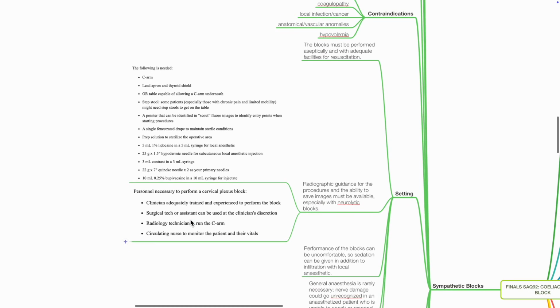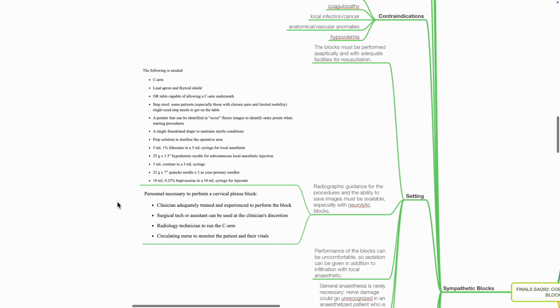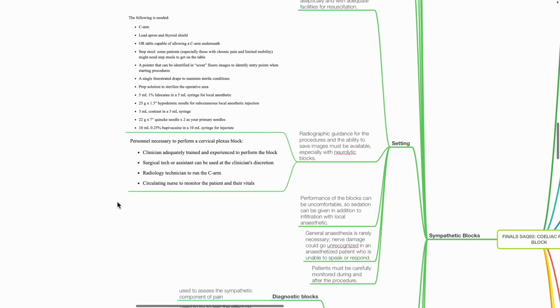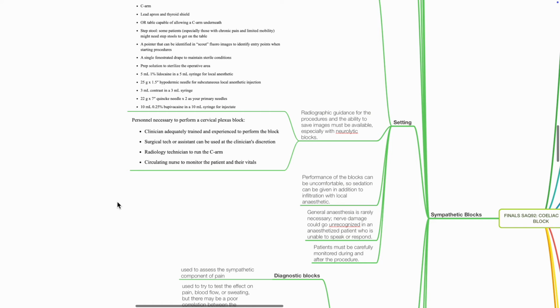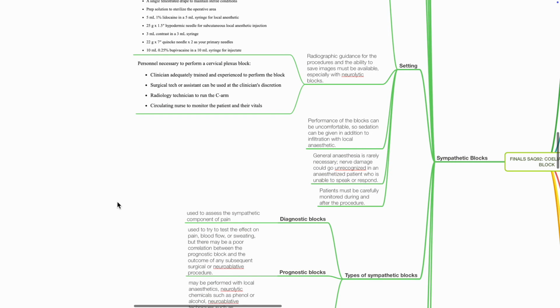Setting: the blocks must be performed aseptically with adequate facilities for resuscitation. Radiographic guidance for the procedures and ability to save images must be available, especially with neurolytic blocks. Performance of blocks can be uncomfortable. Sedation can be given in addition to infiltration with LA. GA is rarely necessary. Nerve damage can go unrecognized in patients undergoing GA due to inability to speak or respond. Patients must be carefully monitored during and after the procedure.